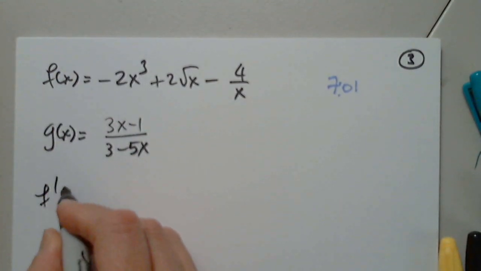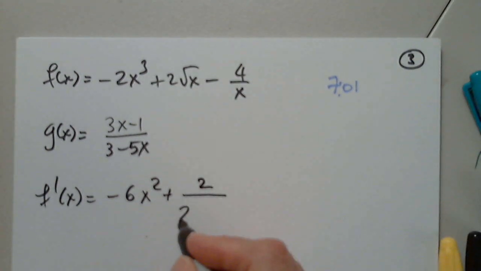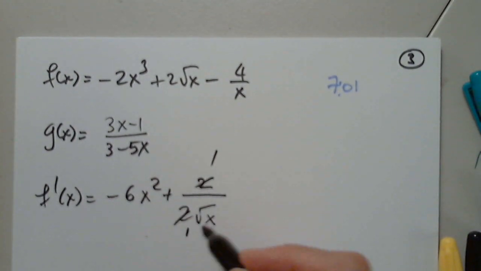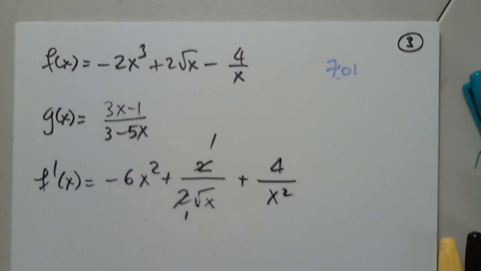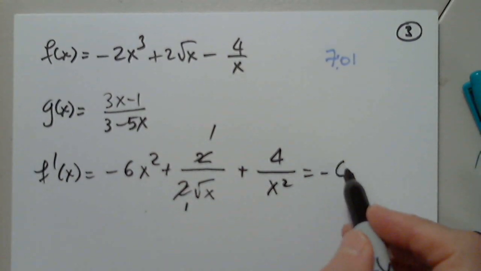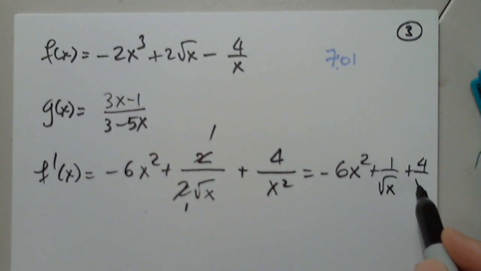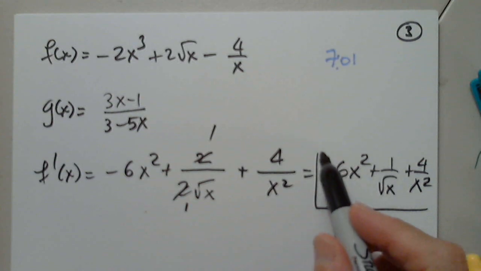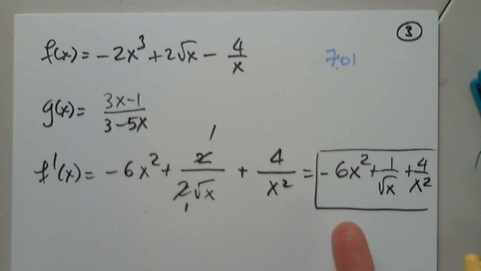f of x. So we get f prime of x. This is negative 6x squared plus 2 over 2 the square root of x, which will be simplified, plus 4 over x squared. So this is negative 6x squared plus 1 over the square root of x plus 4 over x squared, and this is it. Any questions on number 1?